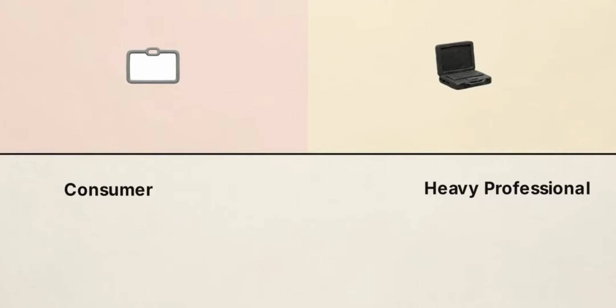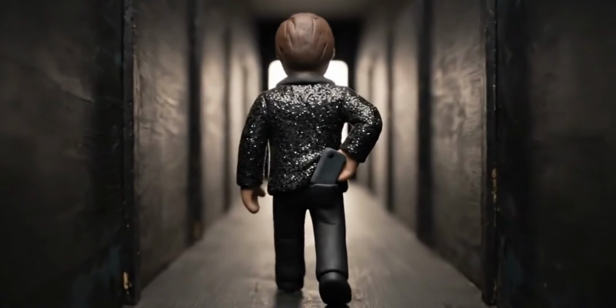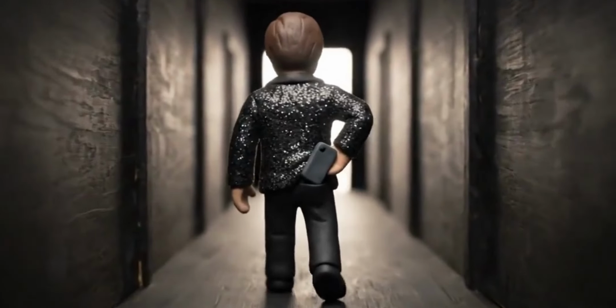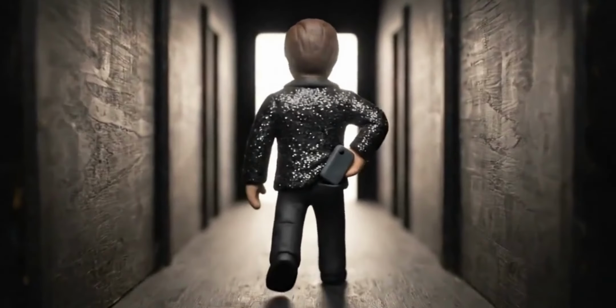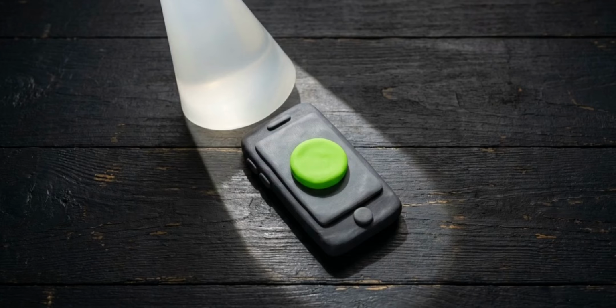The right side is dominated by laptops and complex software. It is highly reliable for queuing, but it costs over $1,000 and forces you to lug heavy equipment to every gig. Go Show Audio sits precisely in the center as the purpose-built solution. It extracts the pocket-sized portability of a mobile app and marries it to the total offline reliability and precision queuing of a heavy theater rig. It acts as the missing middle ground.